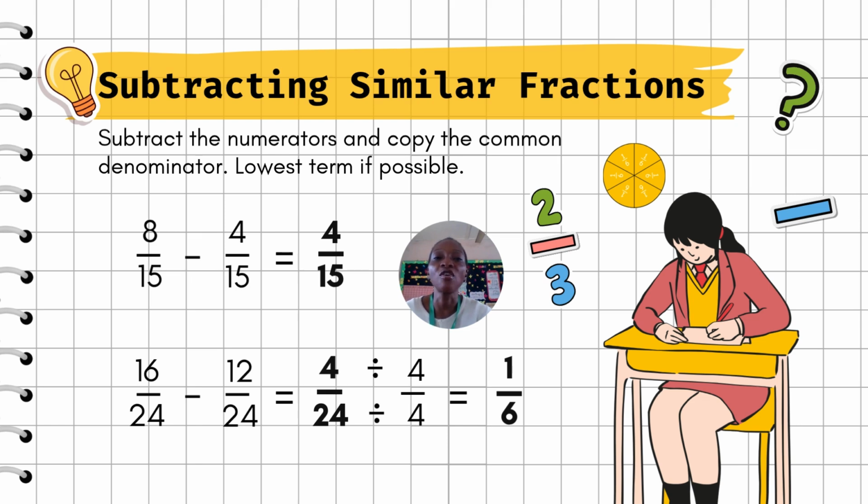Another example, 16 over 24 minus 12 over 24. All I have to do is subtract my numerators. That is 16 minus 12, which gives me 4. So my answer is 4 over 24. Now, what I notice about 4 over 24 is that it's still a big number. I can break it down to a smaller number. So I look for a common number that I can divide through both. 4 can divide through 4 and 24. So 4 divided by 4 will give us 1, and 24 divided by 4 will give us 6. So my final answer will be 1 over 6.